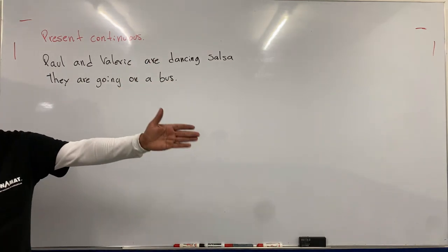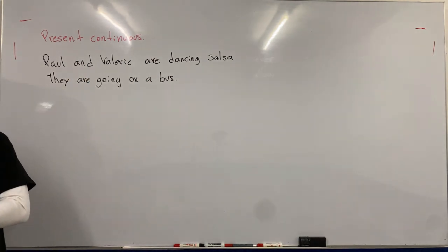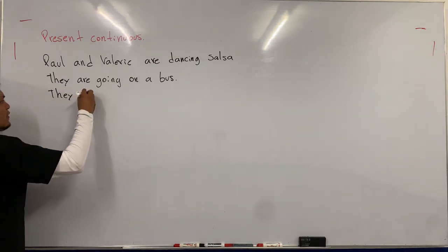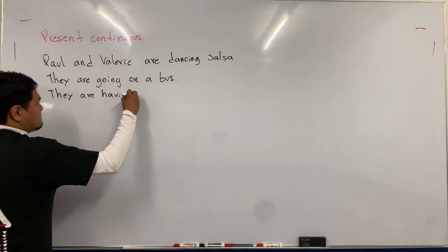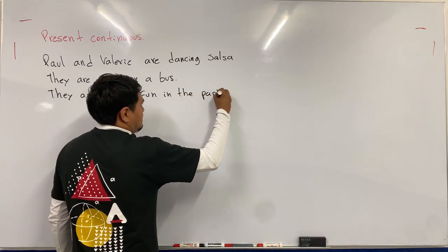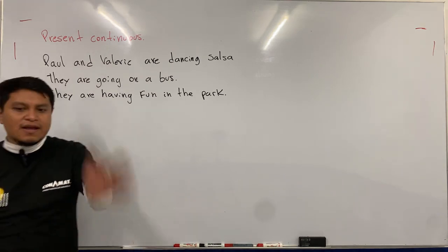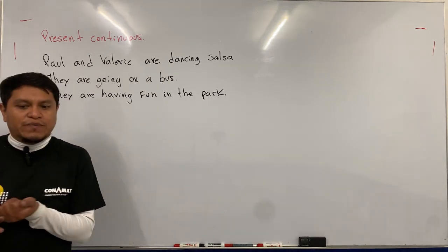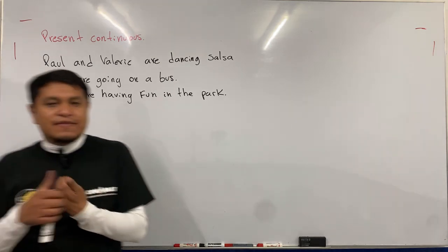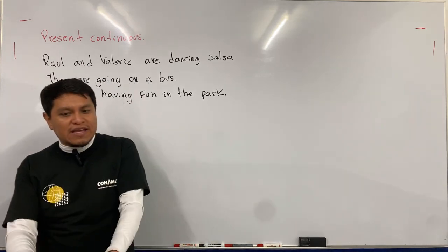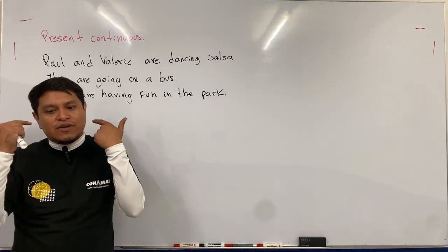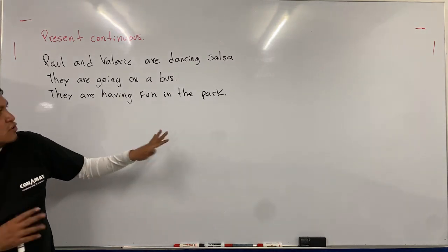Ellos van en un autobús. The next example. They are having fun in the park. They are having fun in the park, right? And check it. Now, that you identified the use of present continuous for actions that are happening right now, there are some rules that you have to take in consideration. Check the following information, right?